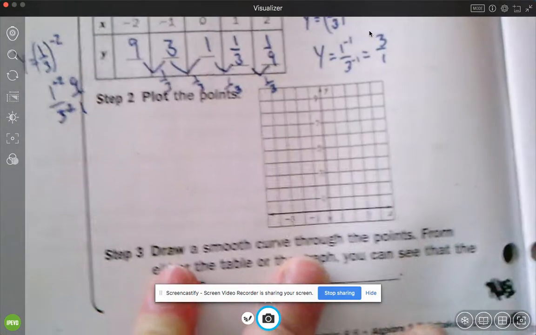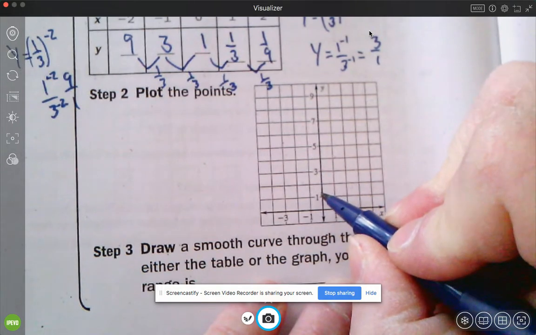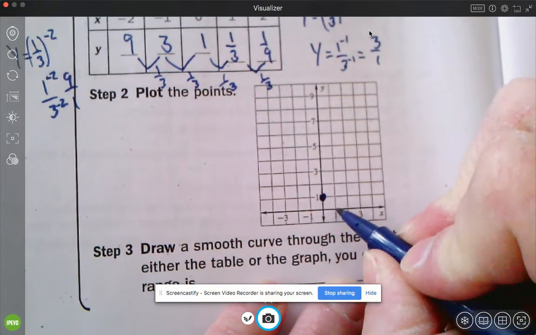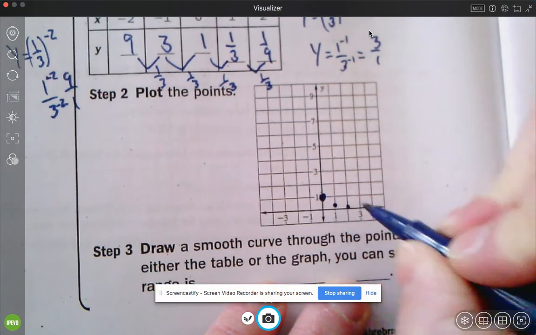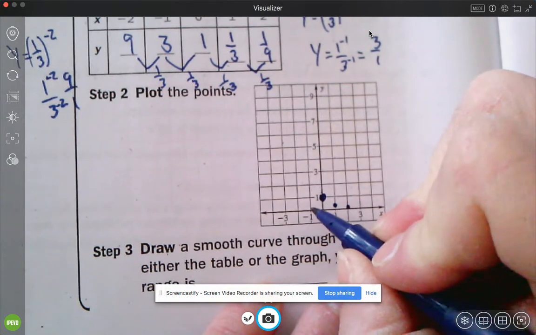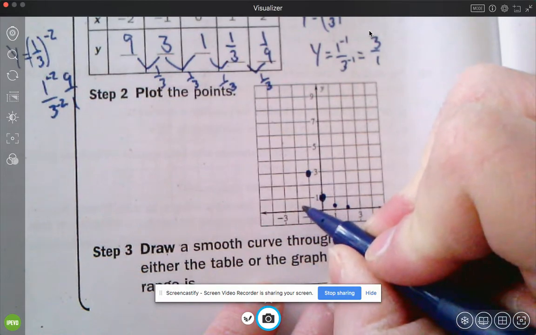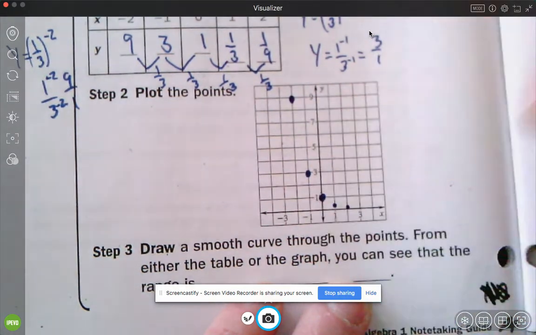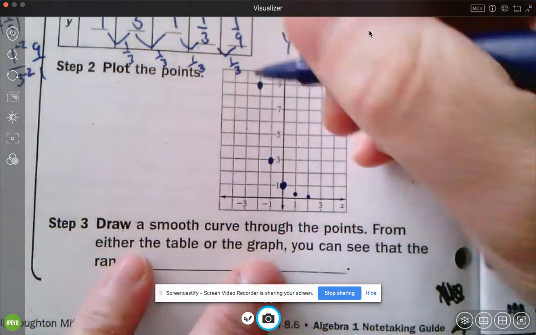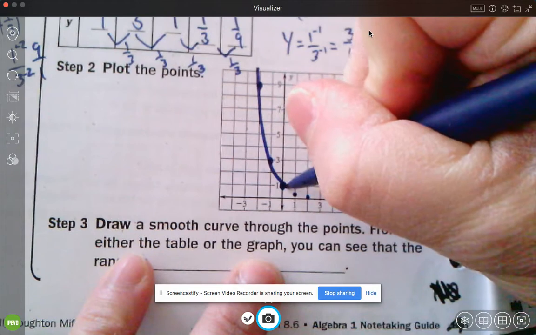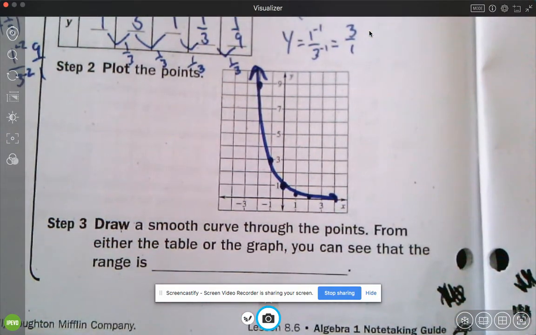So if we plot the points here, our first dot will always start at the y-intercept, which in this case is our a value of 1. Then we have 1/3, which is right here. And then 1/9, you can hardly even touch it. Then -1 is where we're getting larger now. And -2, we're getting up to 9, which is way up here. So now we're going to draw our smooth curve like this. And that is your first decay model.